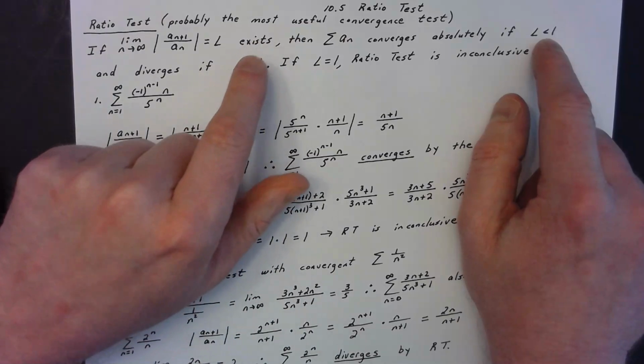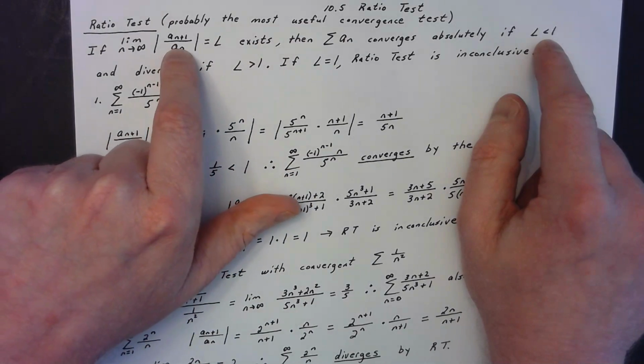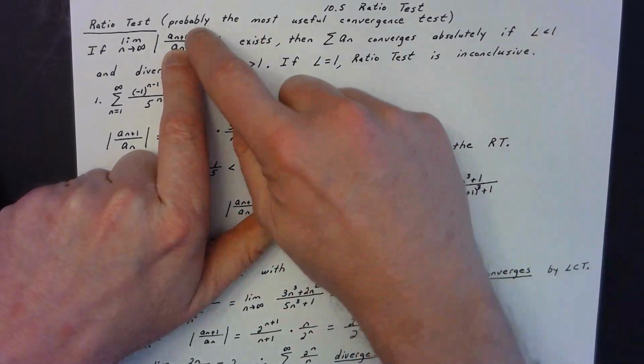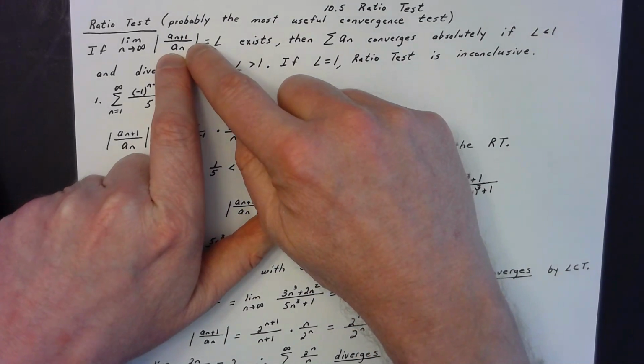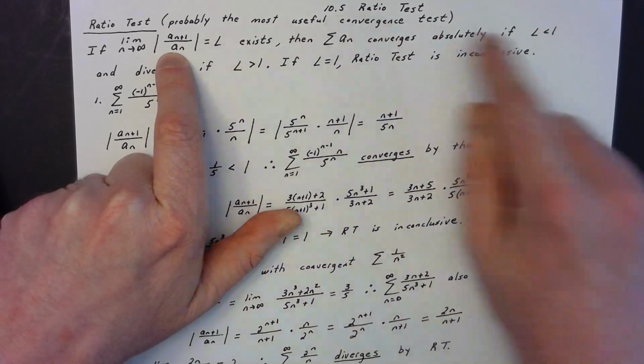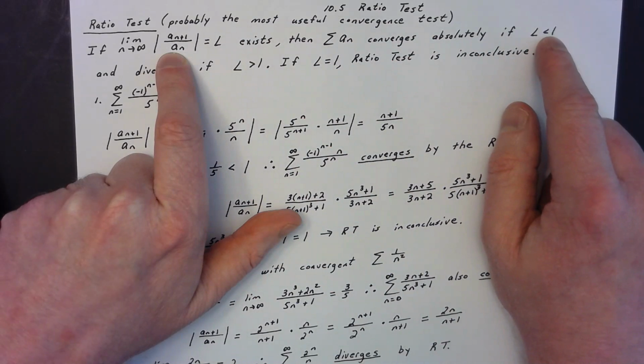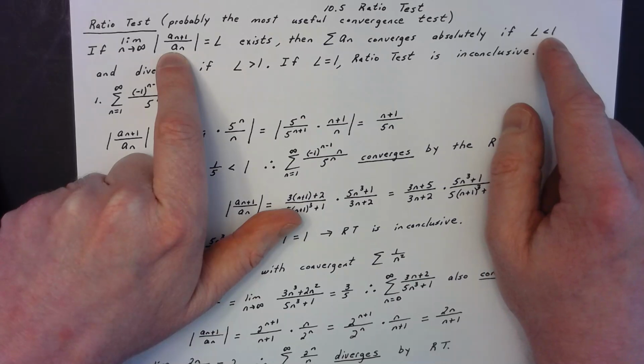Now, please think about what that means. If L is less than 1, then that means that the a sub n plus first term would have to be smaller than the a sub nth term. That's the only way that the limiting value would be less than 1. So that should make sense to you.